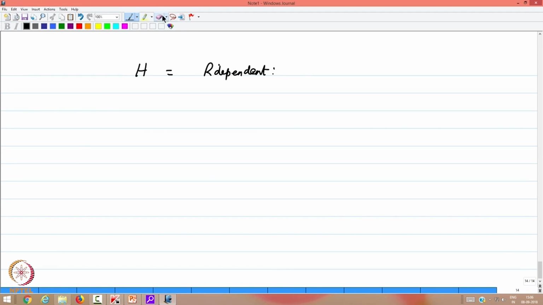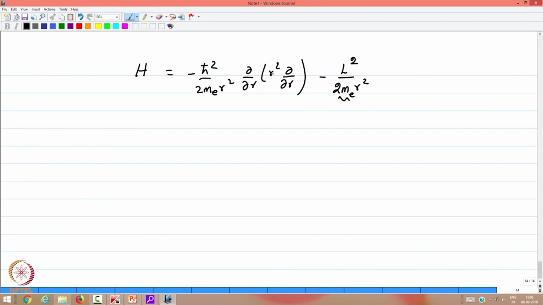Well, let's write that out. Minus h bar square by 2me r square ∂/∂r r square ∂/∂r, and then you have minus L square by 2me r square. This is nothing but I, the moment of inertia of the electron moving around the nucleus at a radial distance of r, and then you have this potential energy Z e square by 4 pi epsilon naught r.